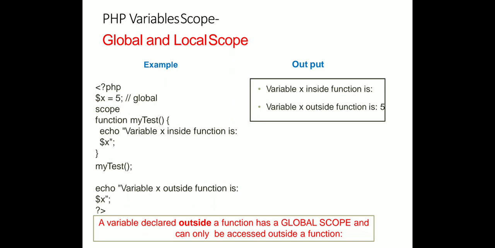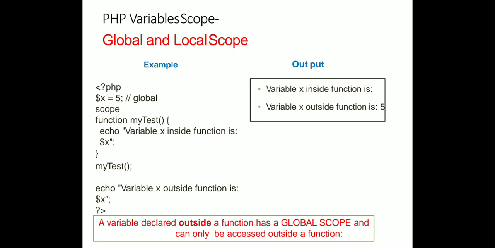Okay, in that I am calling the value of that particular variable x. So echo variable x inside function is $x, and closing that function, then I am giving a call to same function my test. Okay, and then again I am writing the same statement, variable x outside function is, and calling the variable $x. Okay, so it will output as variable x inside function is, it will be a blank space. Okay, and variable x outside the function is 5.